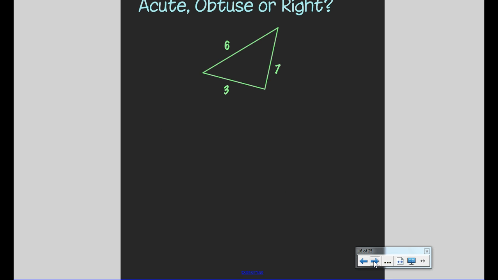If c squared is bigger, it's obtuse. If c squared is smaller, it's acute. Bigger, obtuse, smaller, acute. First, you have to find out which one c is. This is always the bigger number.